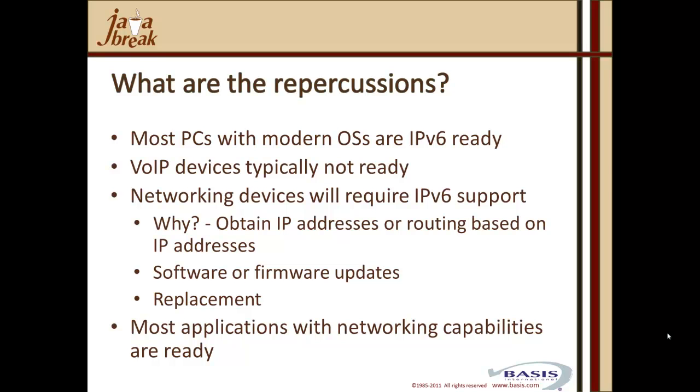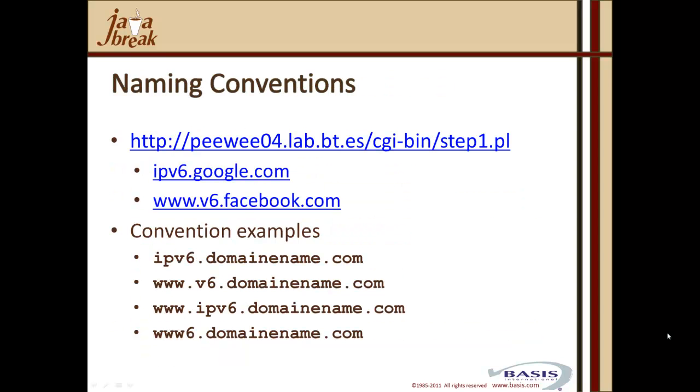The first area to be affected by this transition to IPv6 will be outward-facing internet applications. Some of the naming conventions for IPv6 enabled sites would include ipv6.google.com or www.v6.facebook.com. Some convention examples would be ipv6.domainname.com or www6.domainname.com. Now let's take a look at PWE 04.